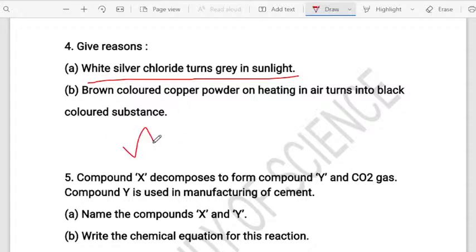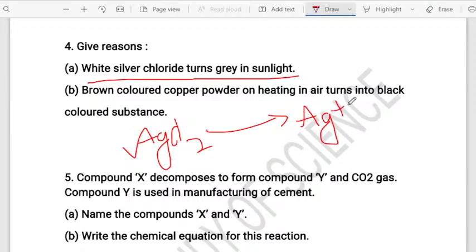This silver chloride, AgCl. Okay, when silver chloride is kept under sunlight, what happens? It will separate like this, into Ag plus Cl2. Okay, silver chloride, when it is kept under sunlight, you have to mention sunlight, you get silver and chlorine. Okay, this is an example for photolytic decomposition reaction.